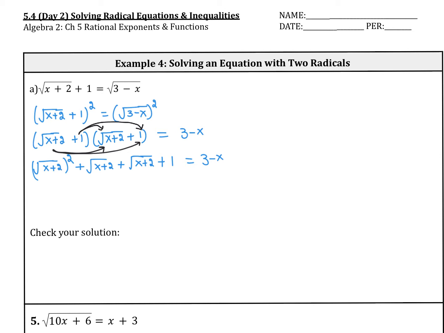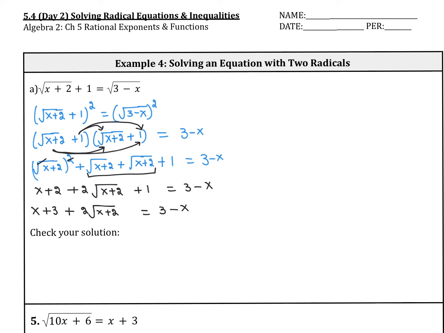Now for this one, the square and square root cancel, so you got x plus 2. You're going to combine these two terms. You get 2 times square root of x plus 2, plus 1, equals 3 minus x. Now this 2 is attached with the square root of x plus 2, so we cannot do anything with that, but we can add 2 and 1, that is x plus 3, plus 2 times square root of x plus 2, equals 3 minus x.